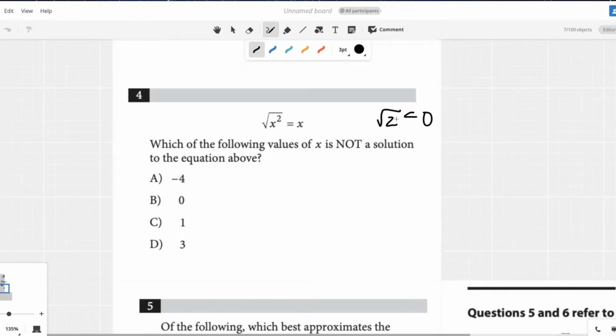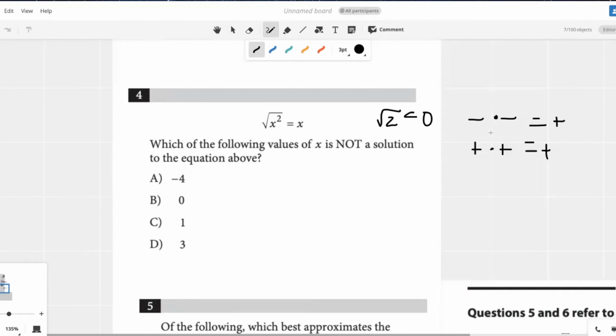And because of that, the outside cannot be negative either, because if you multiply a negative times a negative, that's going to give you a positive. And similarly, if you multiply a positive by a positive, that's going to give you a positive.